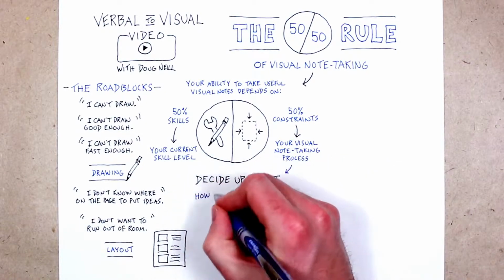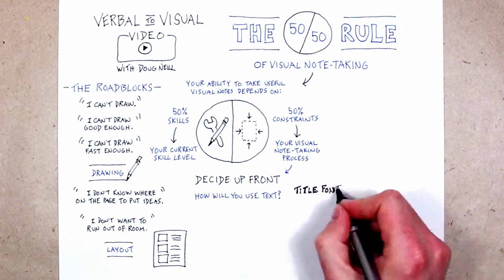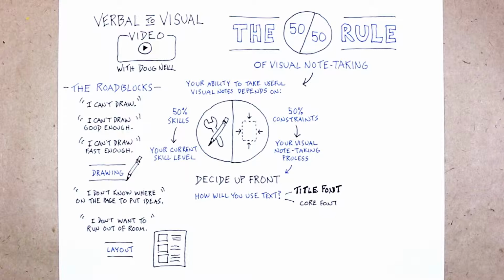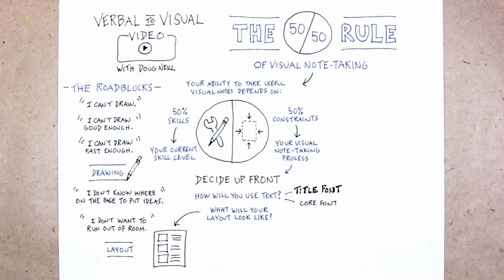as, how will you use text? I tend to focus on one title font and one core font, so that as I'm taking notes, I only have two fonts to choose between. Another question to consider up front, what will your layout look like? Maybe you could dedicate the left side of your page to visuals and the right side to text.